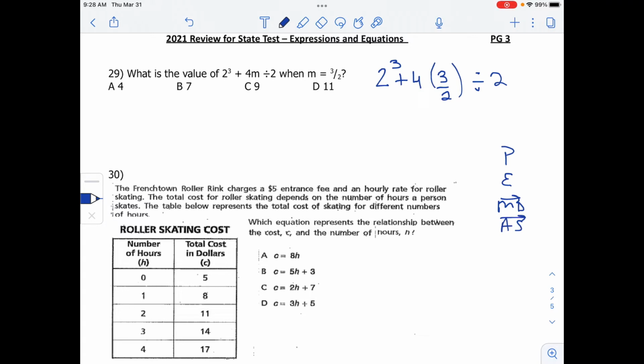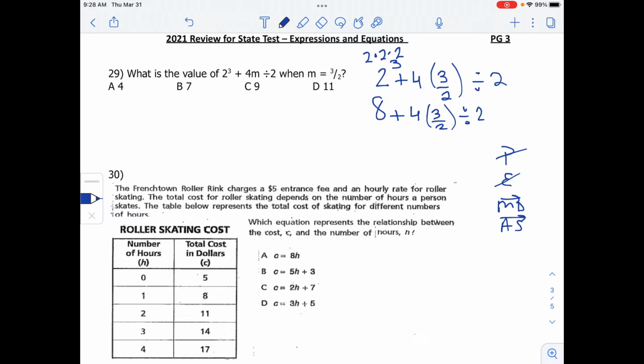So we have no parentheses. We're going to do our exponent first. 2 to the third power really means 2 times 2 times 2. 2 times 2 is 4. 4 times 2 is 8. So 8 plus 4 times 3 over 2 divided by 2. All right, so exponent is done.